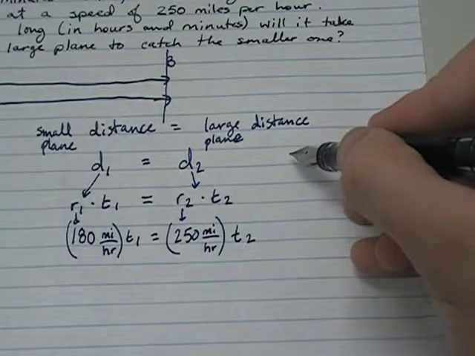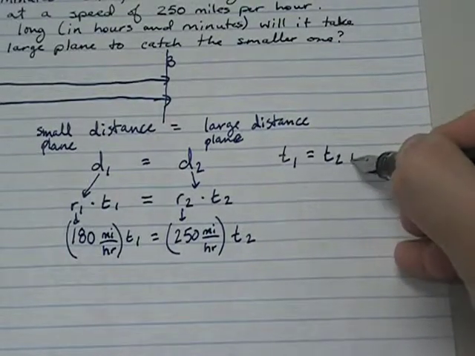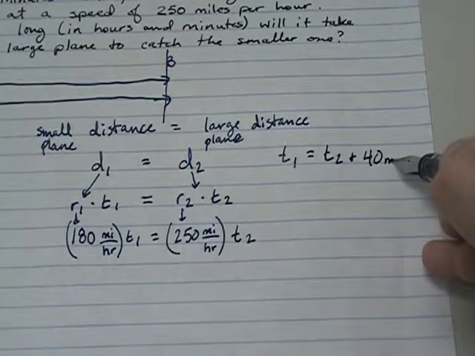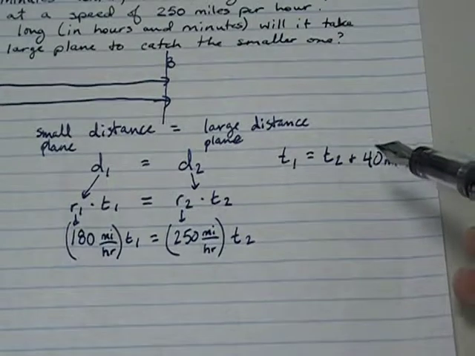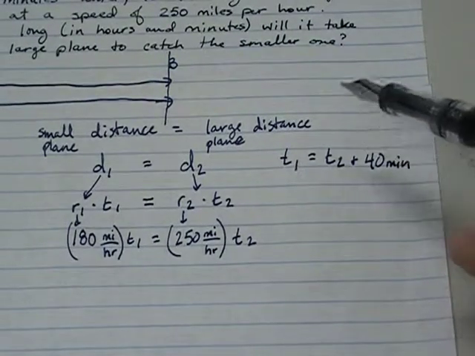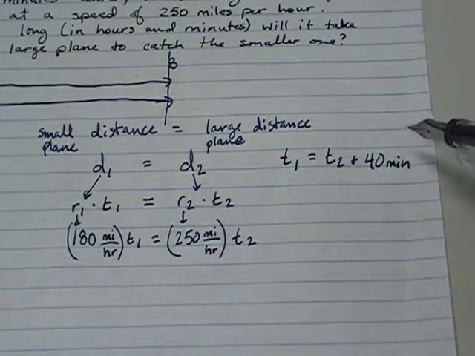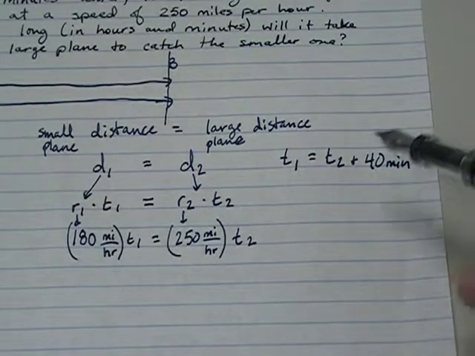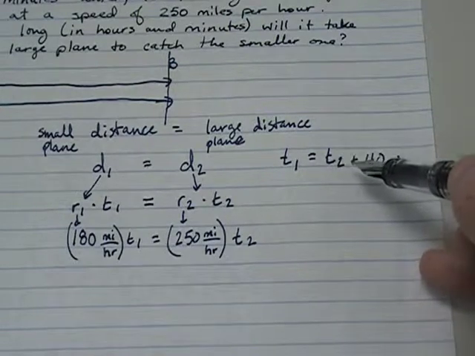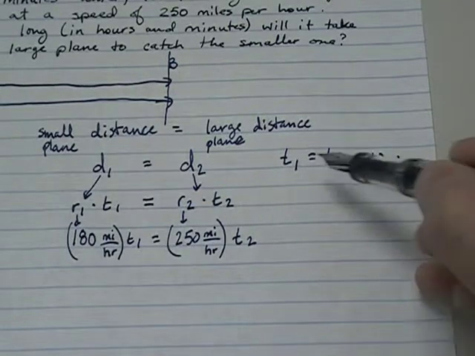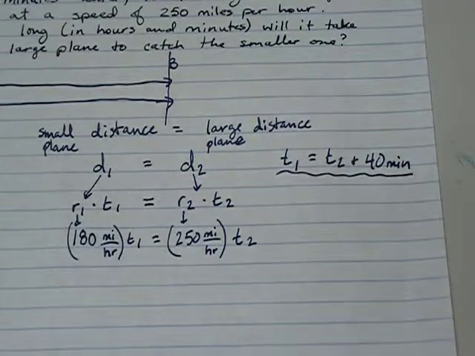Well, I know that T1 equals T2 plus 40 minutes. Now, how do I know that? Well, the larger plane leaves 40 minutes after the smaller plane. What that means is, however long the larger plane is in the air, we're going to add 40 minutes to that, and that's how long the smaller plane was in the air. Okay, so I got that straight out of the problem statement.